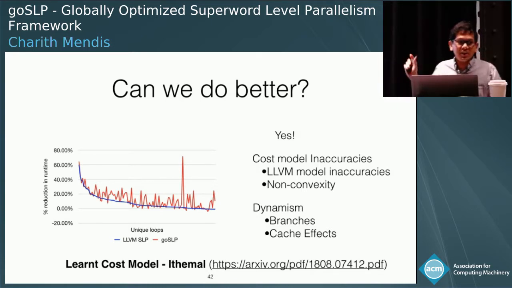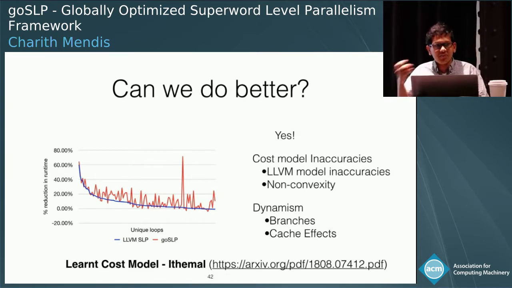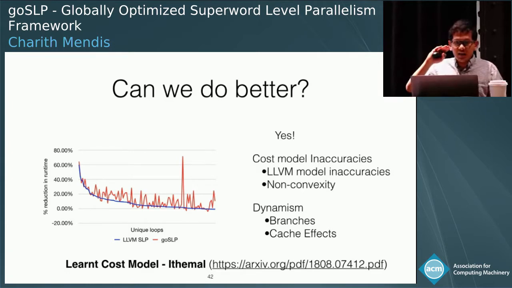And in my formulation, we don't consider dynamism. For instance, there can be branches in our code, and there can be cache effects. But statically, I cannot predict that. So we do a best effort to statically guarantee pairwise optimality up to the accuracy of the cost model and whatever information we have.